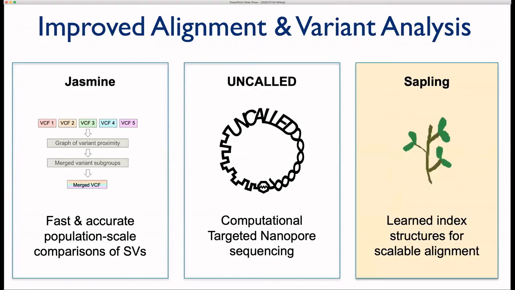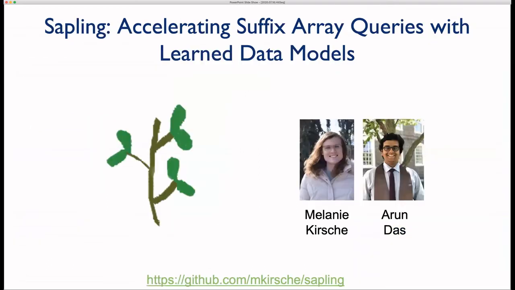So now from Jasmine, we can accurately call variants. From UNCALLED, we can accurately move this to larger populations. And then the last thing I really want to mention is, how are we actually going to do analysis over huge populations, like hundreds of thousands of genomes? That's where new advanced computational systems, advanced algorithms, and advanced data structures are really going to make an enormous impact to the world. So to focus in, I'm going to talk primarily about a system called Sapling.